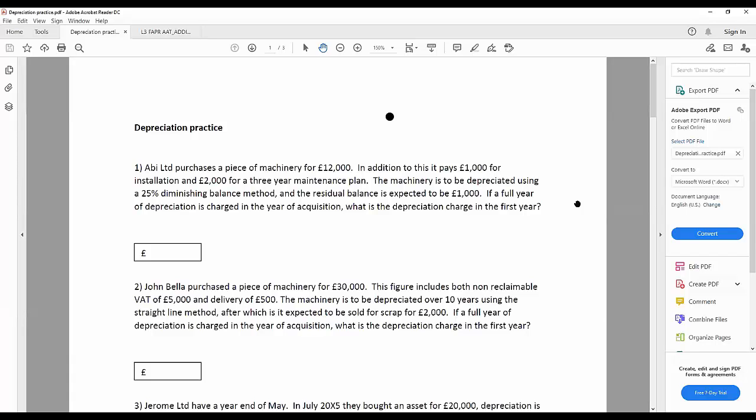So Abbey Limited purchases a piece of machinery for £12,000. In addition to this, it pays £1,000 for installation and £2,000 for a 3-year maintenance plan. The machinery is to be depreciated using a 25% diminishing balance method, and the residual balance is expected to be £1,000. If a full year of depreciation is charged in the year of acquisition, what is the depreciation charge in the first year?